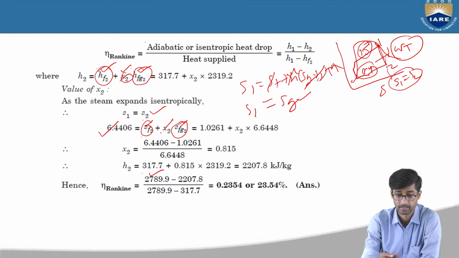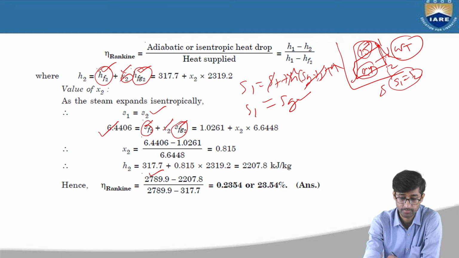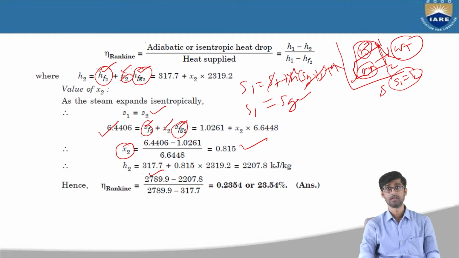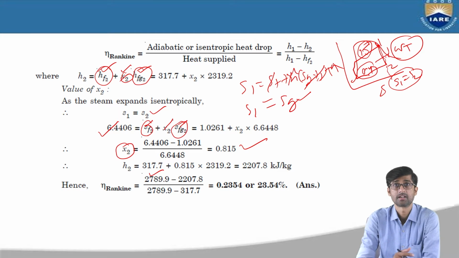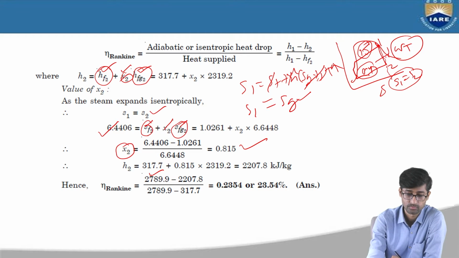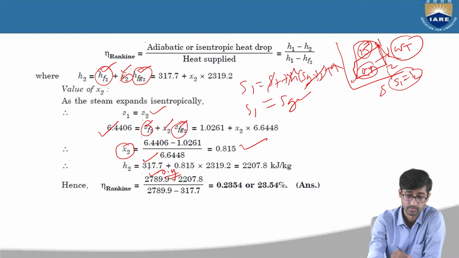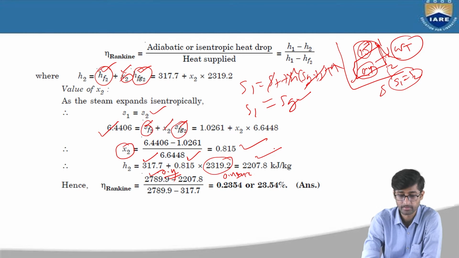We put it here. After putting all the values here, from this you calculate the dryness fraction at point 2, that is called X2. And that should be coming in 0.815. It should be less than 1. So after calculating the dryness fraction, calculate H2. H2 is equal to HF, at what pressure? This is at pressure 0.4 bar. What is the value of HF? Plus X into HFG2, at the pressure of 0.4 bar. So this is the value of H2.